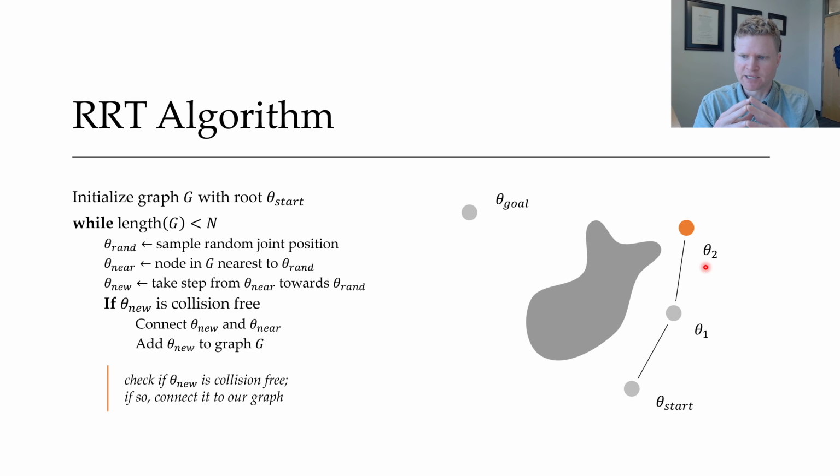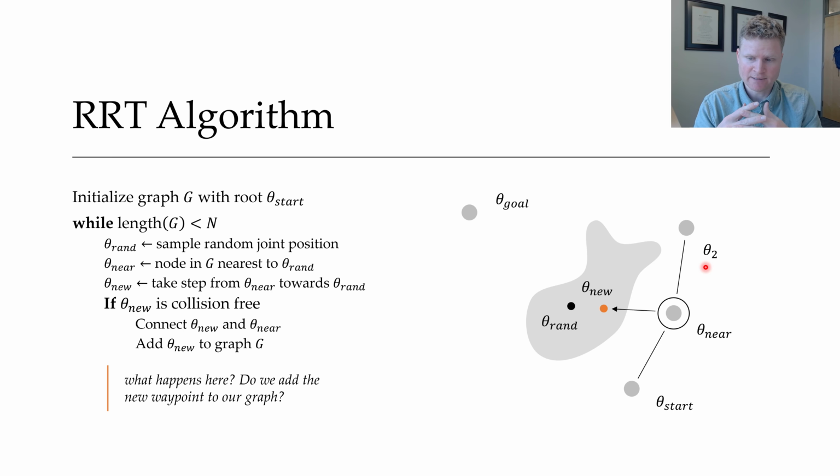And so now I've got this updated graph, and I'm just going to keep doing this of sampling random joint positions uniformly at random from my joint space and see if I can add them to my graph. Now, there'll be times when I can't, like what you see right here.